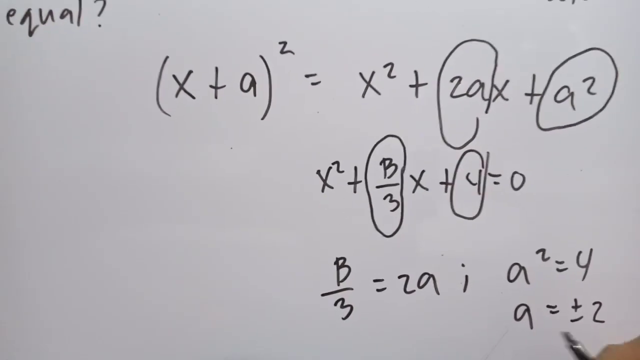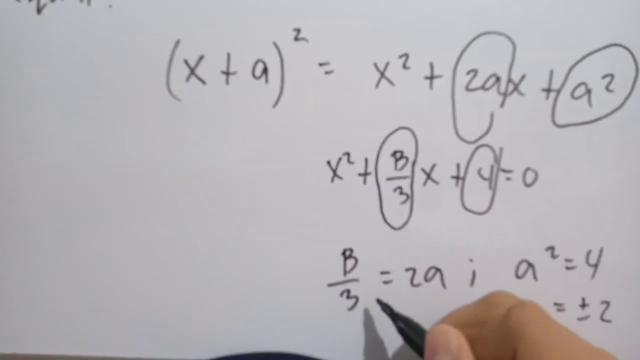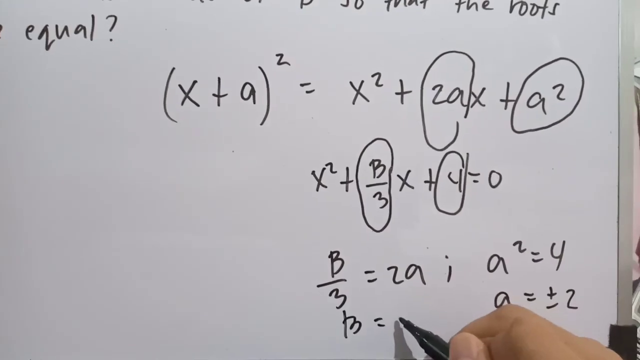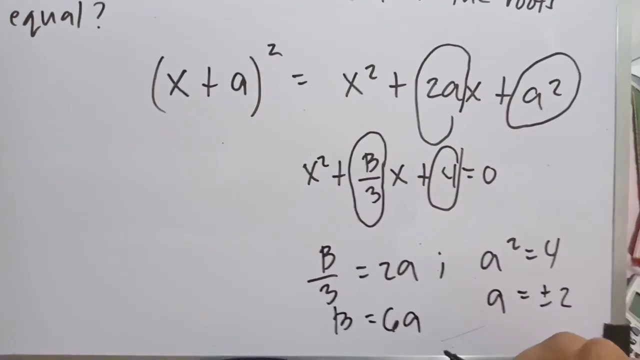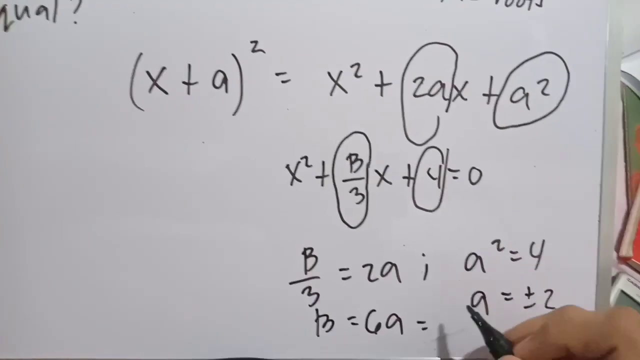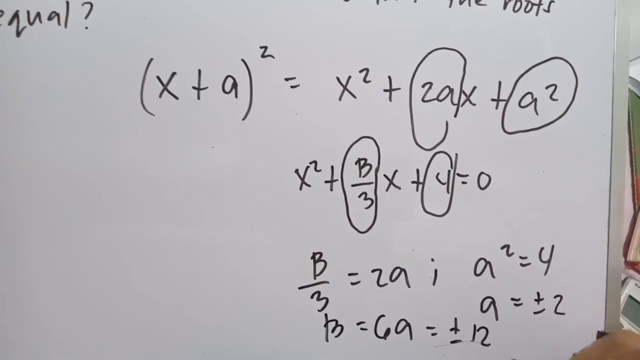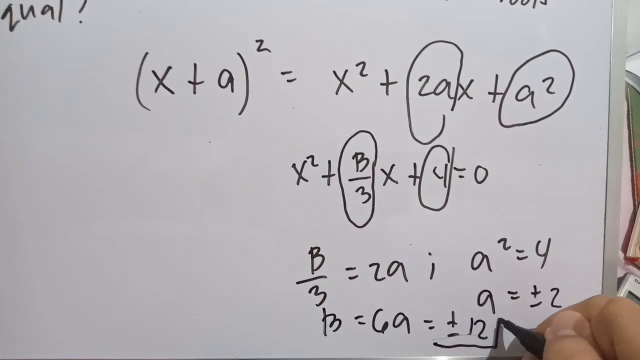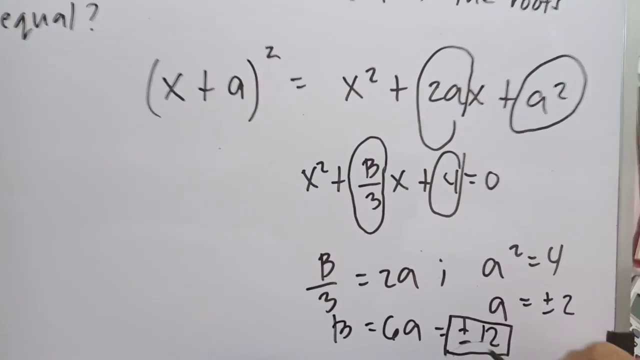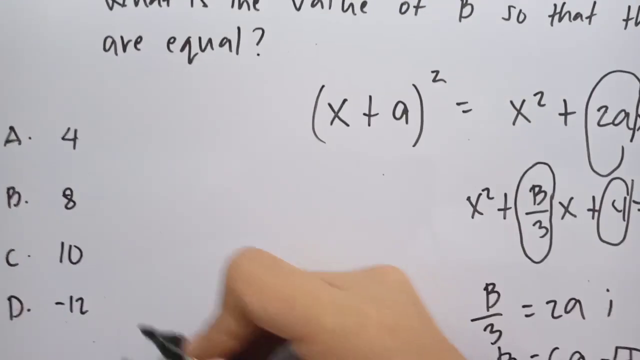So, alam na natin yung value ng a. Ngayon, masolve na natin yung value ng b. So, dito magiging b is equal to 6a, which is equal to 6 times positive or negative 2 magiging positive or negative 12. So, ito yung tamang sagot natin. B is equal to positive or negative 12. So, based sa choices, ang tamang sagot natin ay letter D.